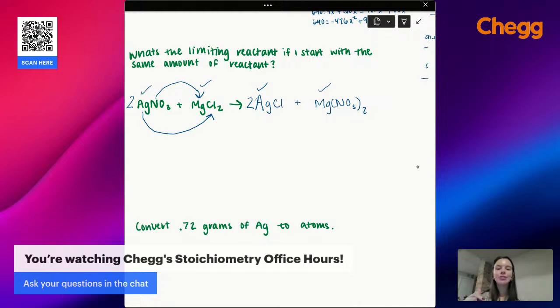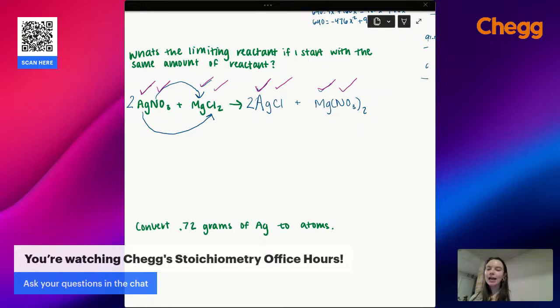Now let's do a final check. My final check is going to be in pink. 2 Ags, check, 2 Ag, check. 2 NO3s, check, 2 NO3s, check. 1 Mg, check, 1 Mg, check. 2 Cls, check, 2 Cls, check. All of my elements on the right and left match, so I am good to go.